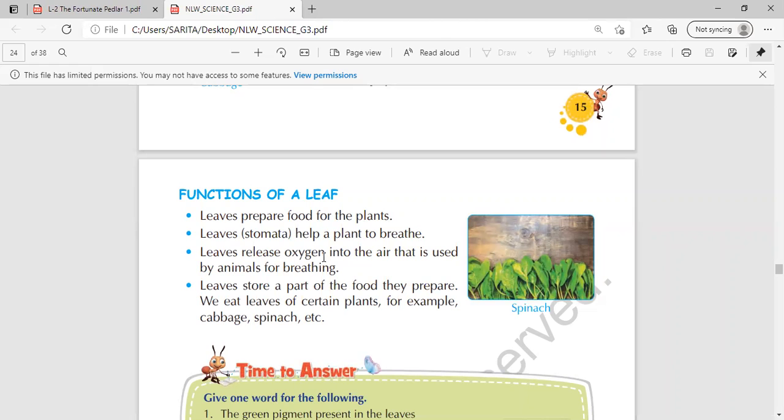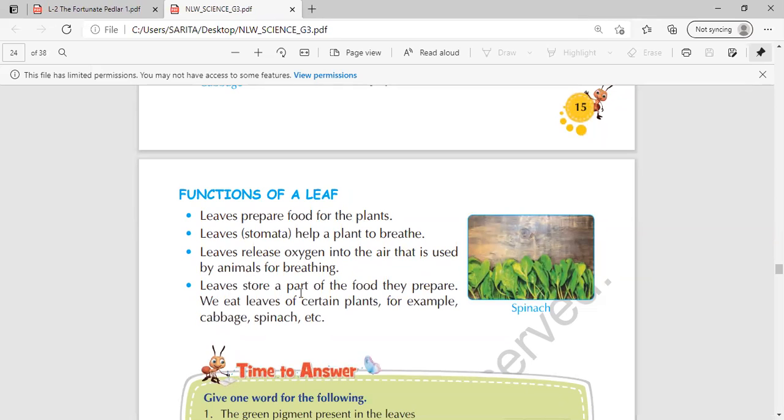oxygen into the air that is used by animals and human beings for breathing. Human beings also breathe in the air. We also take oxygen from the plants.